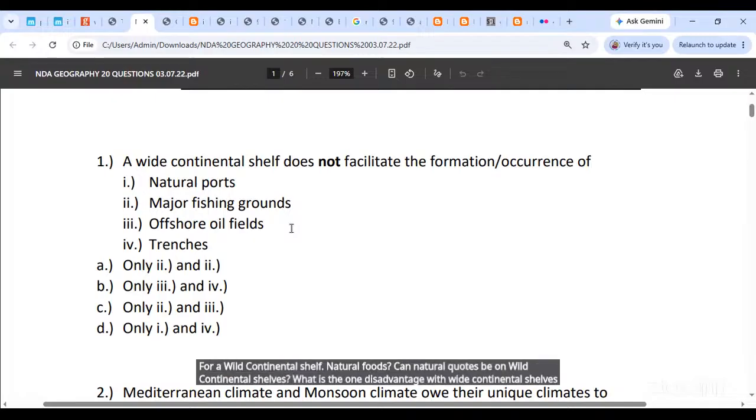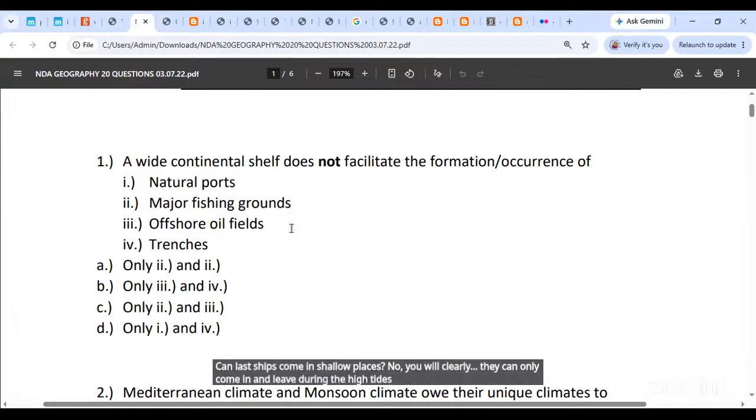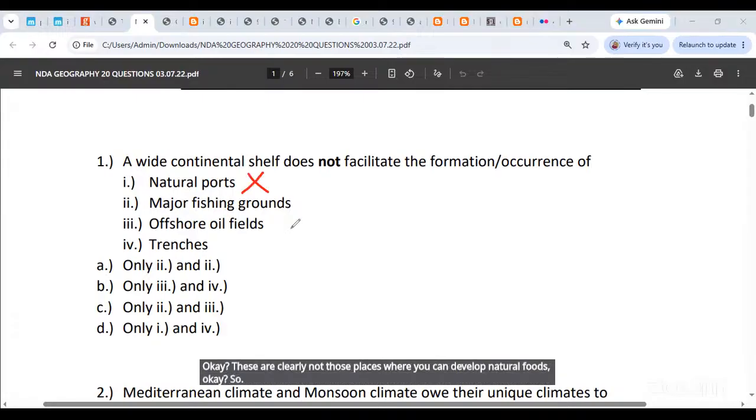If you have a wide continental shelf, then clearly that means that the height of the tides is increased. Also, it means that they are shallow places. Can large ships come in shallow places? No. They can only come in and leave during the high tides when the water levels are clearly raised. Natural ports are usually those where the depth of the water is naturally more. These are clearly not those places where you can develop natural ports. So natural ports is a no-no.